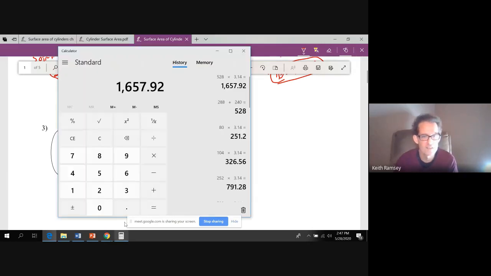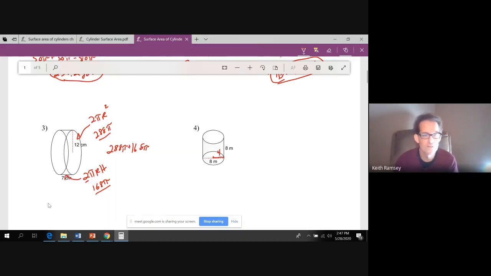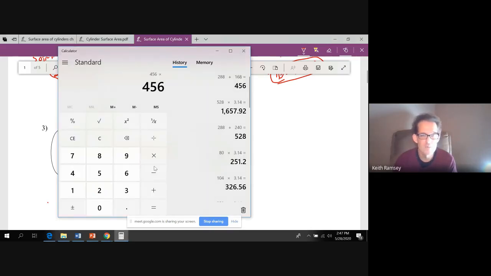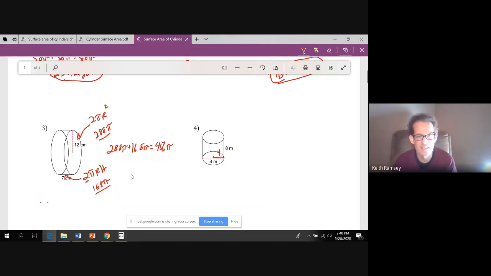Let's find out what that is. 288 plus 168 is 456. 456 times pi. Let's find out what that is. So times 3.14 gives us a surface area of 1431.84. Let's just round that to 1,431.8 square centimeters for number 3.